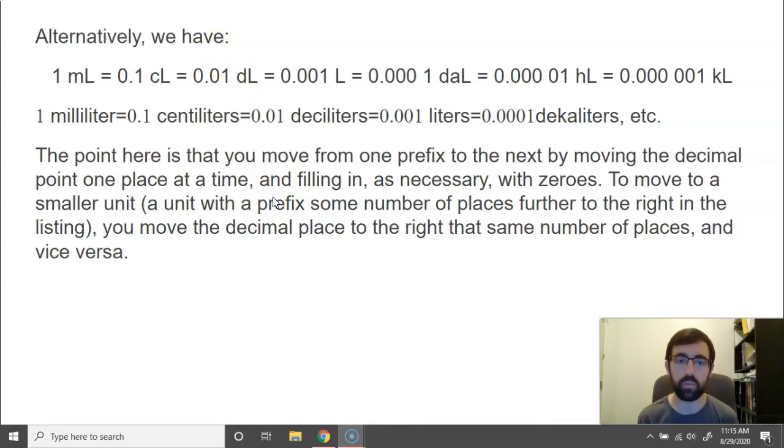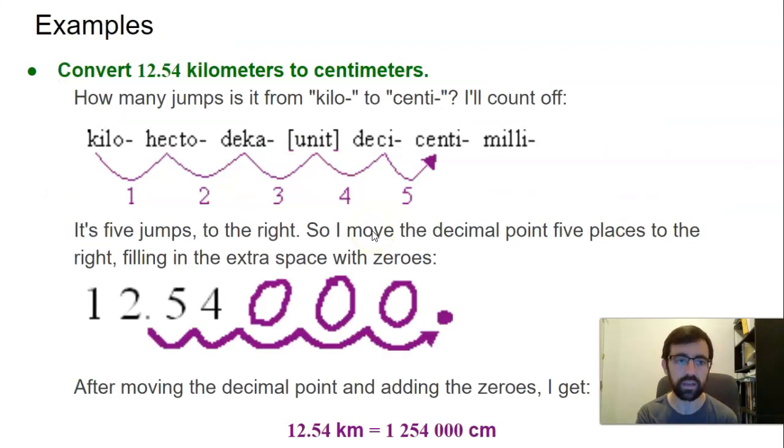So you can see we're just moving the decimal one place farther. So as you move from one prefix to the next, you just move the decimal place one place, either to the left or to the right, and you fill in with zeros if necessary. Let's do a couple examples. All right, first of all, if I wanted to convert from 12.54 kilometers to centimeters, remember our sentence, King Henry doesn't usually drink chocolate milk.